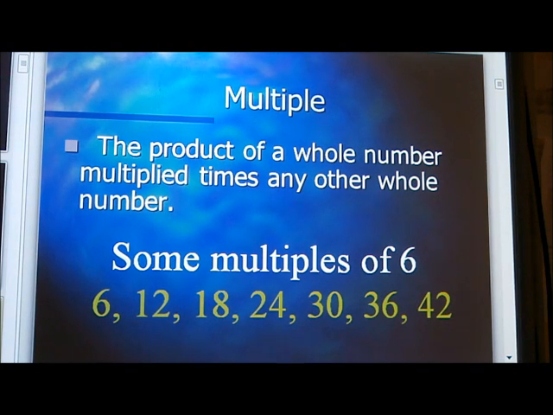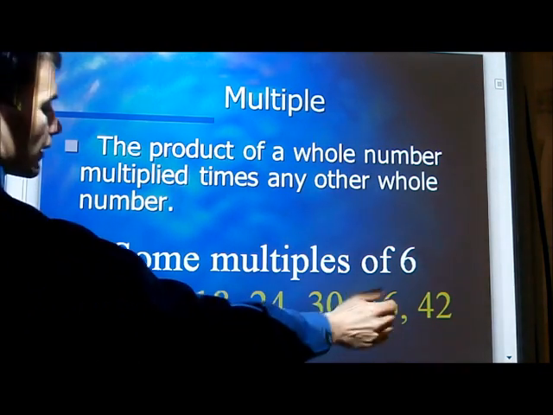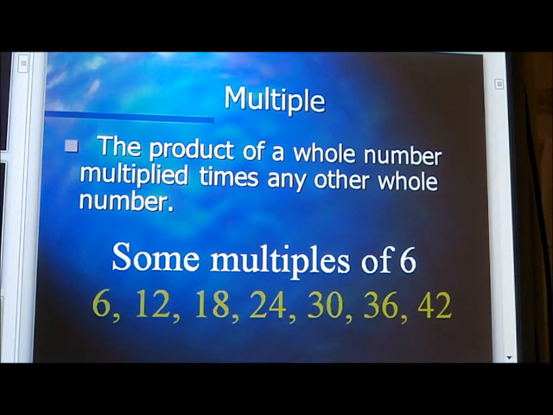So multiples of 6 are 6, 12, 18, 24, 30, 36, 42. So 6 times 1, 6 times 2, 6 times 3, 6 times 4, 6 times 5, 6 times 6, 6 times 7. So multiples, when you're multiplying the number by another. Okay? So the product of a whole number multiplied times any other whole number. And again, this is on Blackboard, so you can review this.